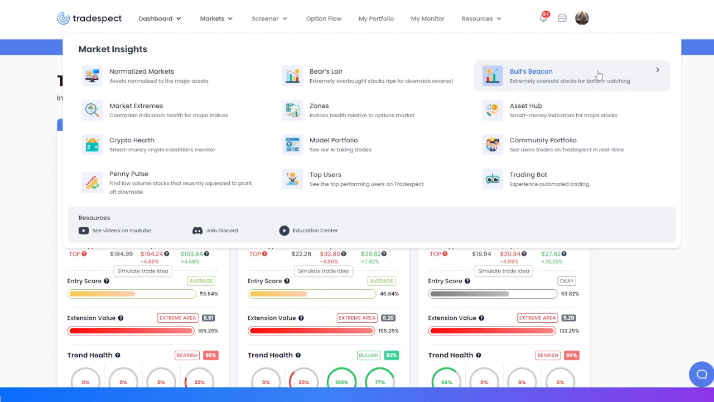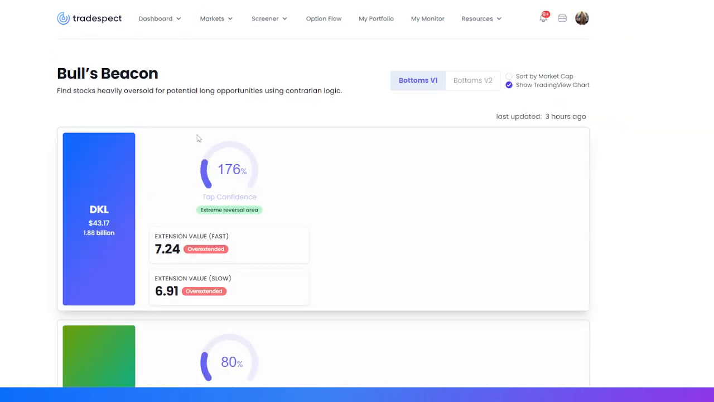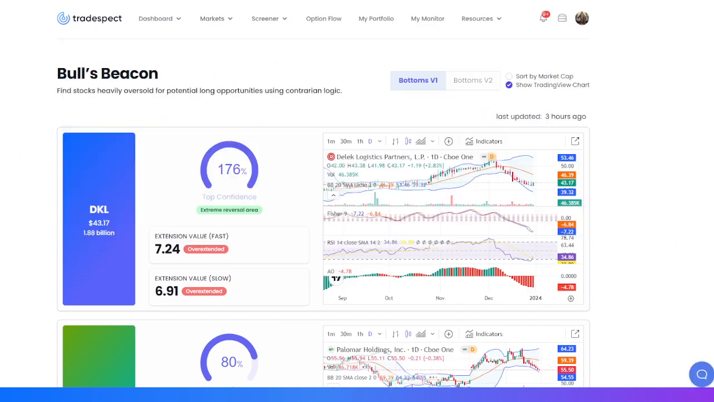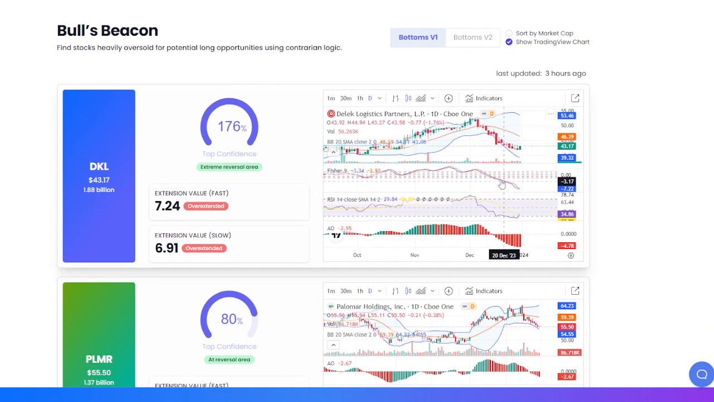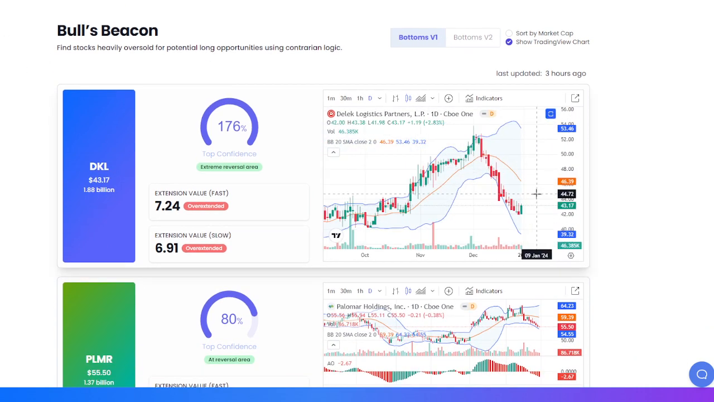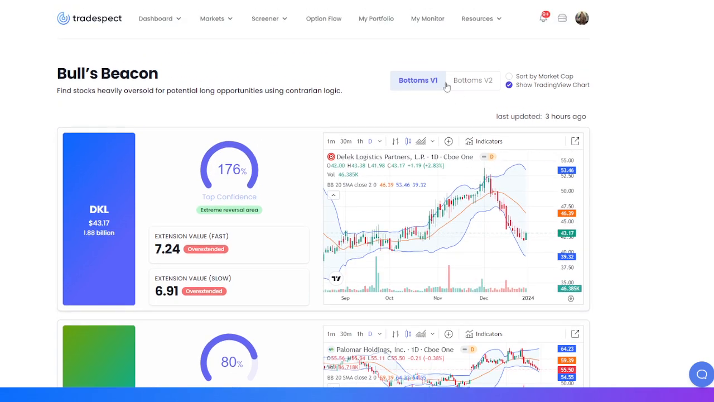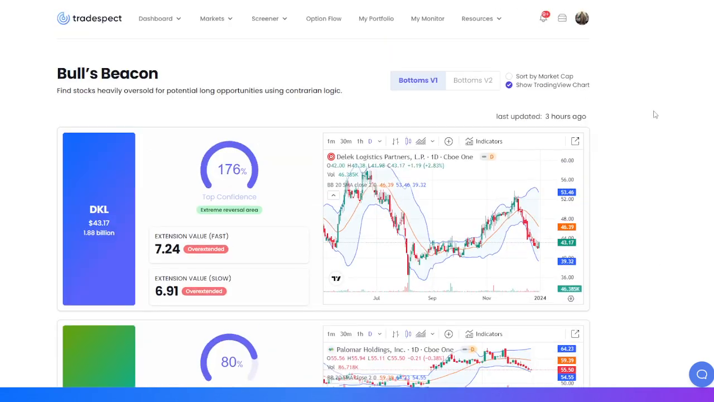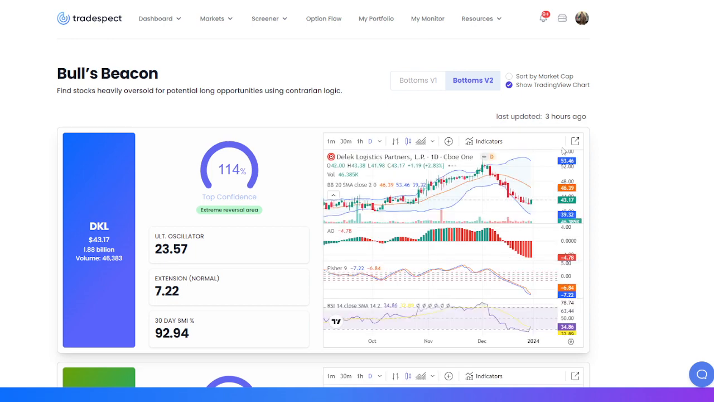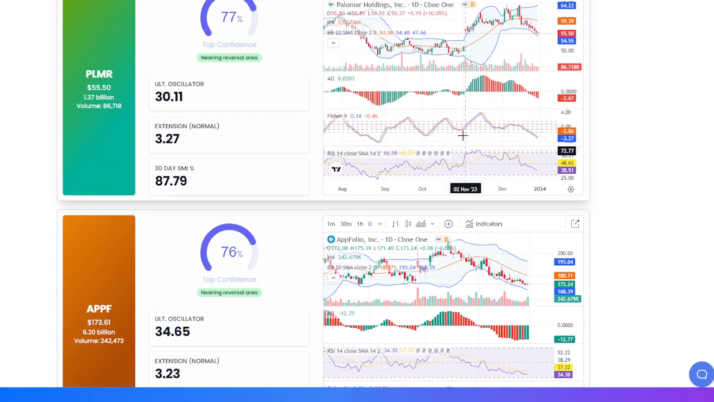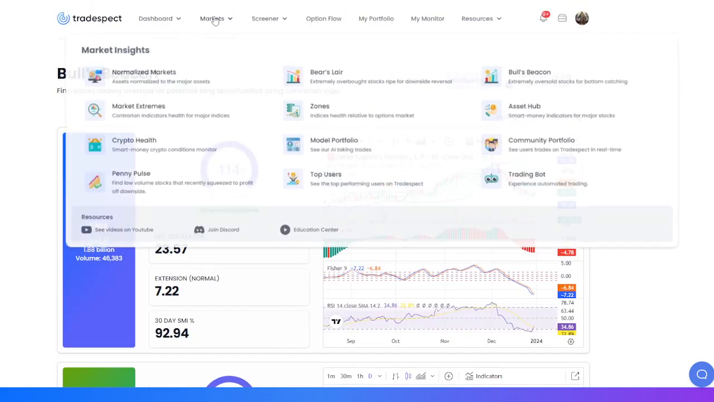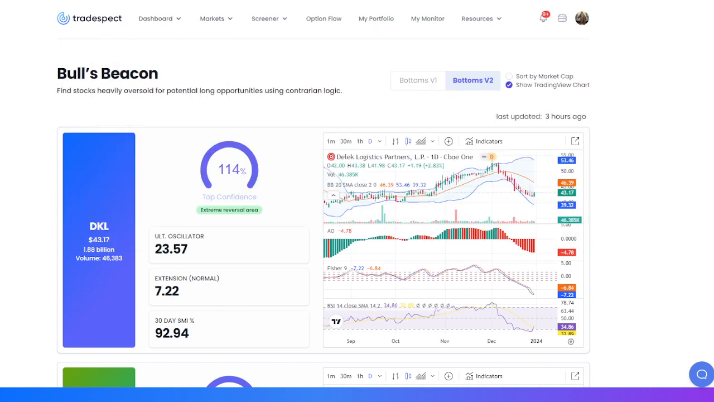And then we renamed these to the Bulls Beacon, and organized it so the bottoms ones are in one page, and you can see these are all starting to bottom out and they're getting bounces. So you can find good opportunities here for stocks that are nearing an extreme bottom, to catch a long. And I think that's pretty much it.